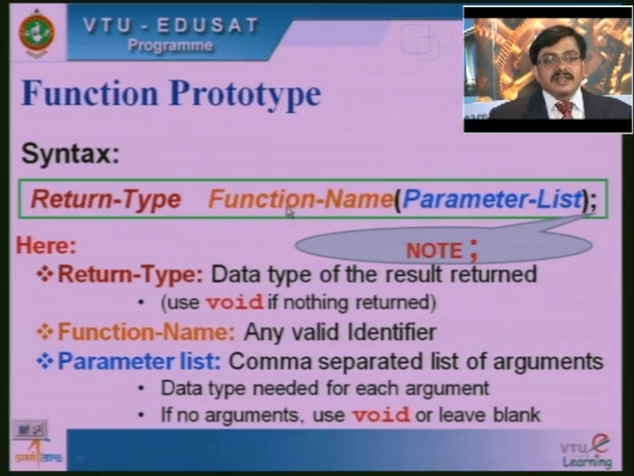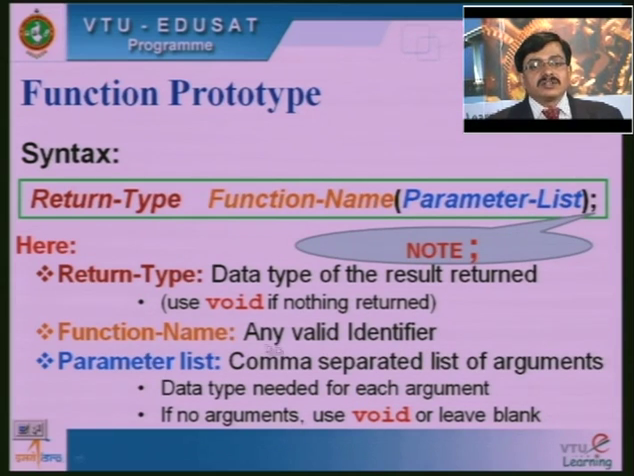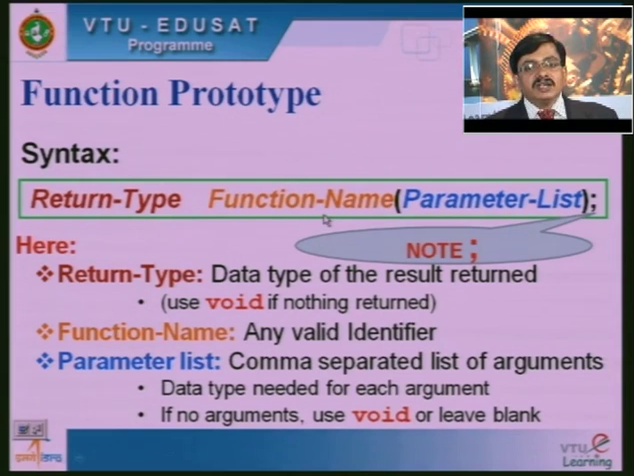Then is the name of the function. Function name could be any valid identifier. We know the rules of naming an identifier. The same nomenclature we can use even in case of a function name also. It could be x, y, z.